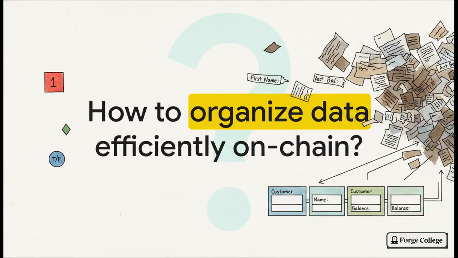So here's the big question we need to answer today. How do we actually organize multiple pieces of related data efficiently on-chain? I mean, we know how to use single primitive data types, right? Your basic numbers, your true or false flags. But how do we keep our smart contracts from becoming a massive pile of disorganized papers when we're tracking complex things? Imagine trying to run a business where every single customer's first name, last name, and account balance are kept on completely separate, unrelated lists. That would be a total nightmare.